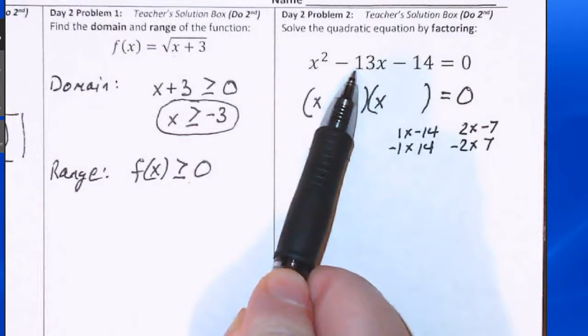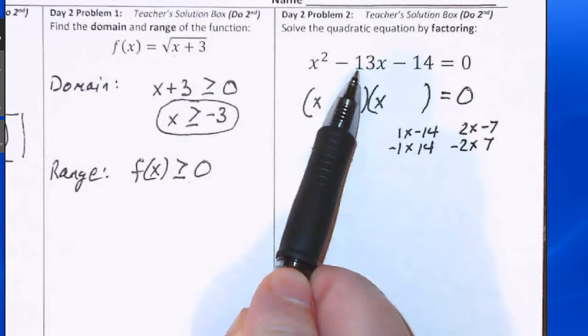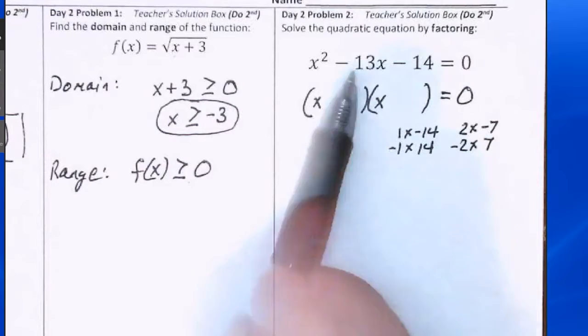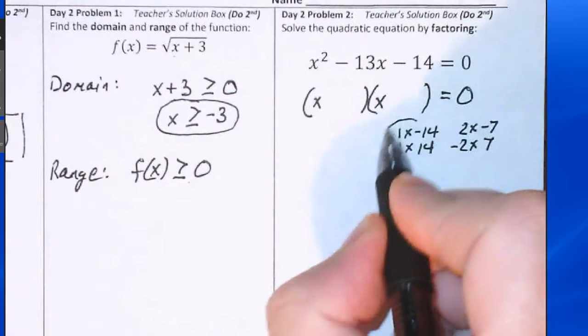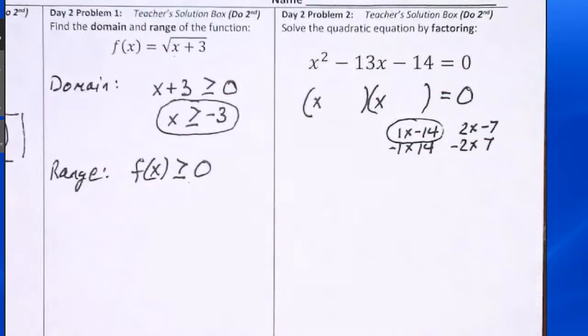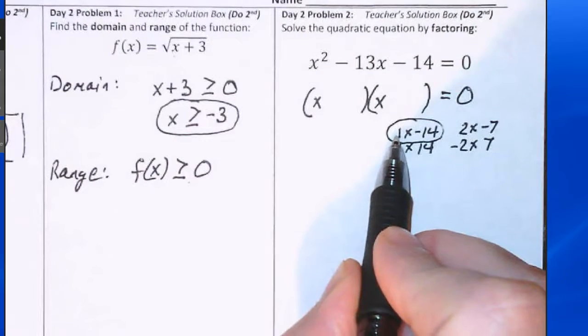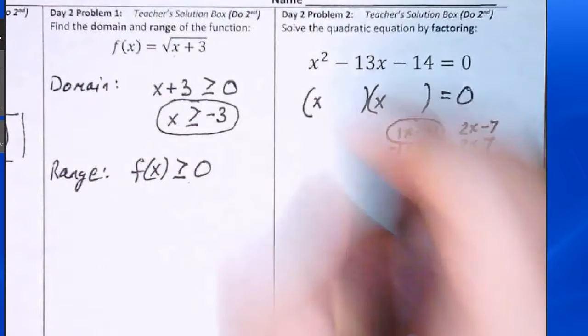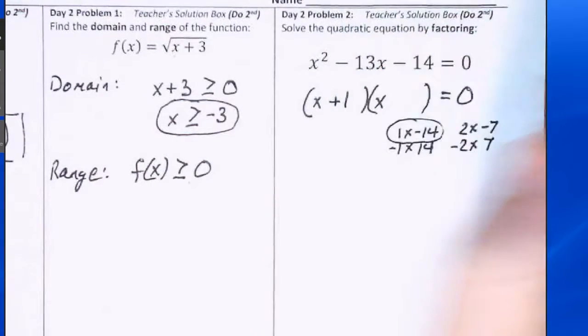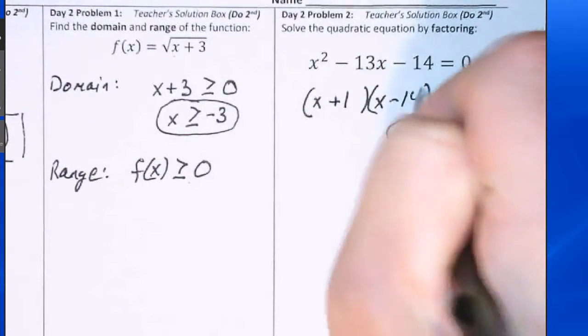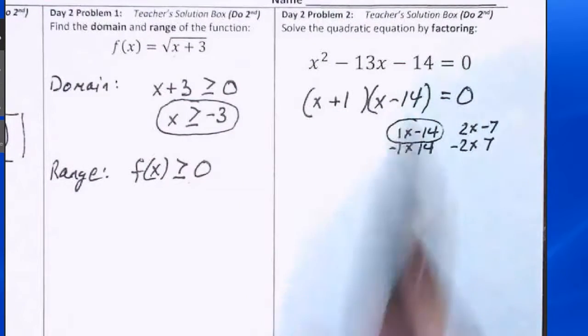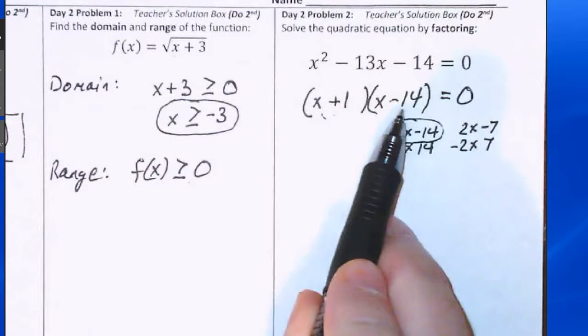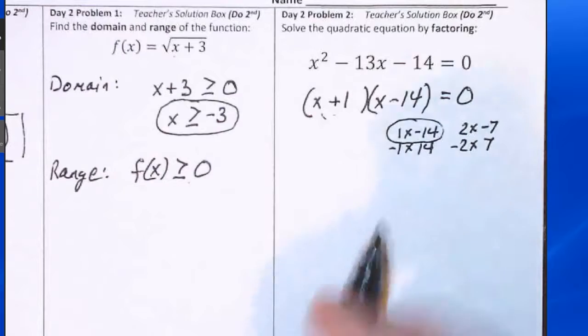The middle term is negative 13x, so we want our two numbers to combine together to negative 13. This first possibility will do that. So we want to include a positive 1 and a negative 14 in our parentheses. So let's put plus 1 here and the minus 14 there, or vice versa. So here's our factored form, and this is equal to 0.